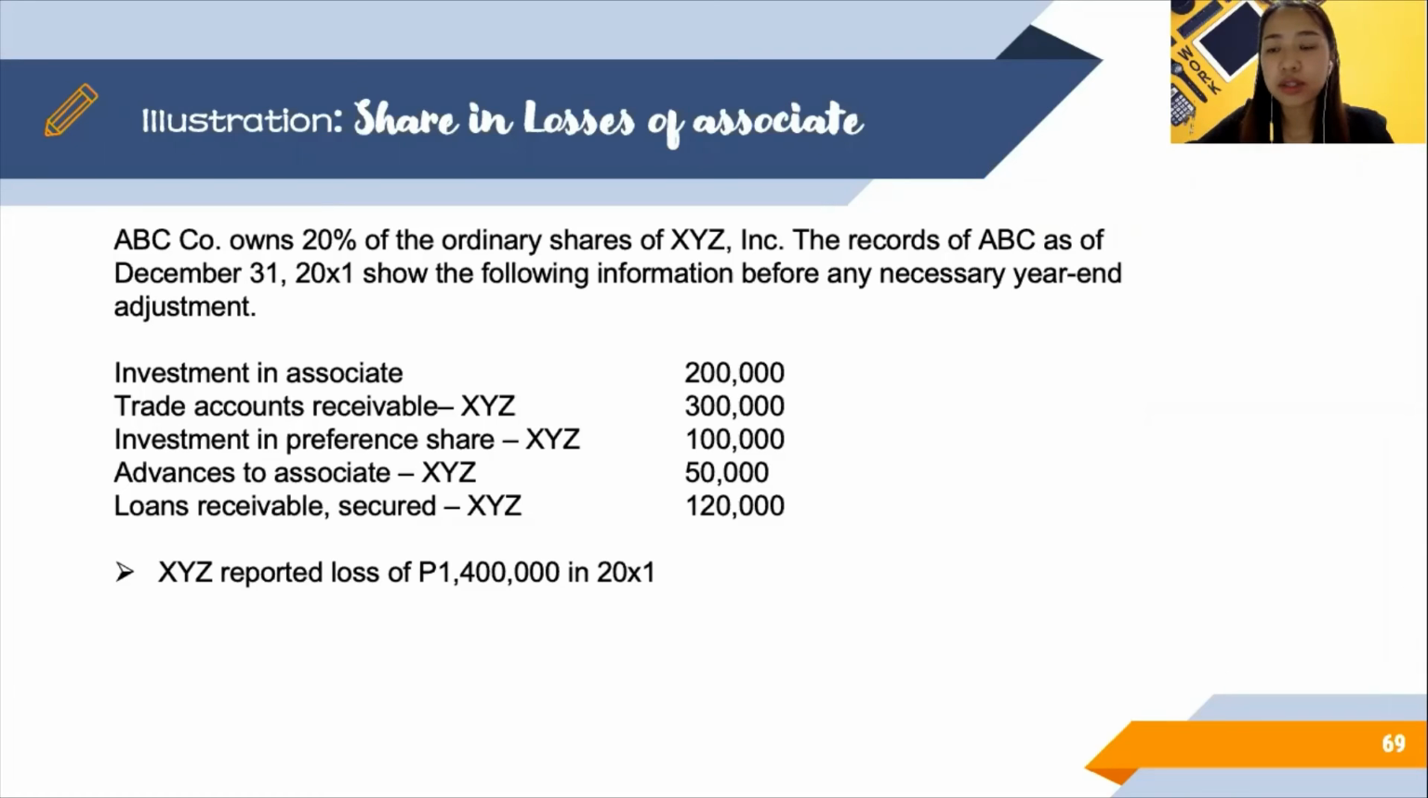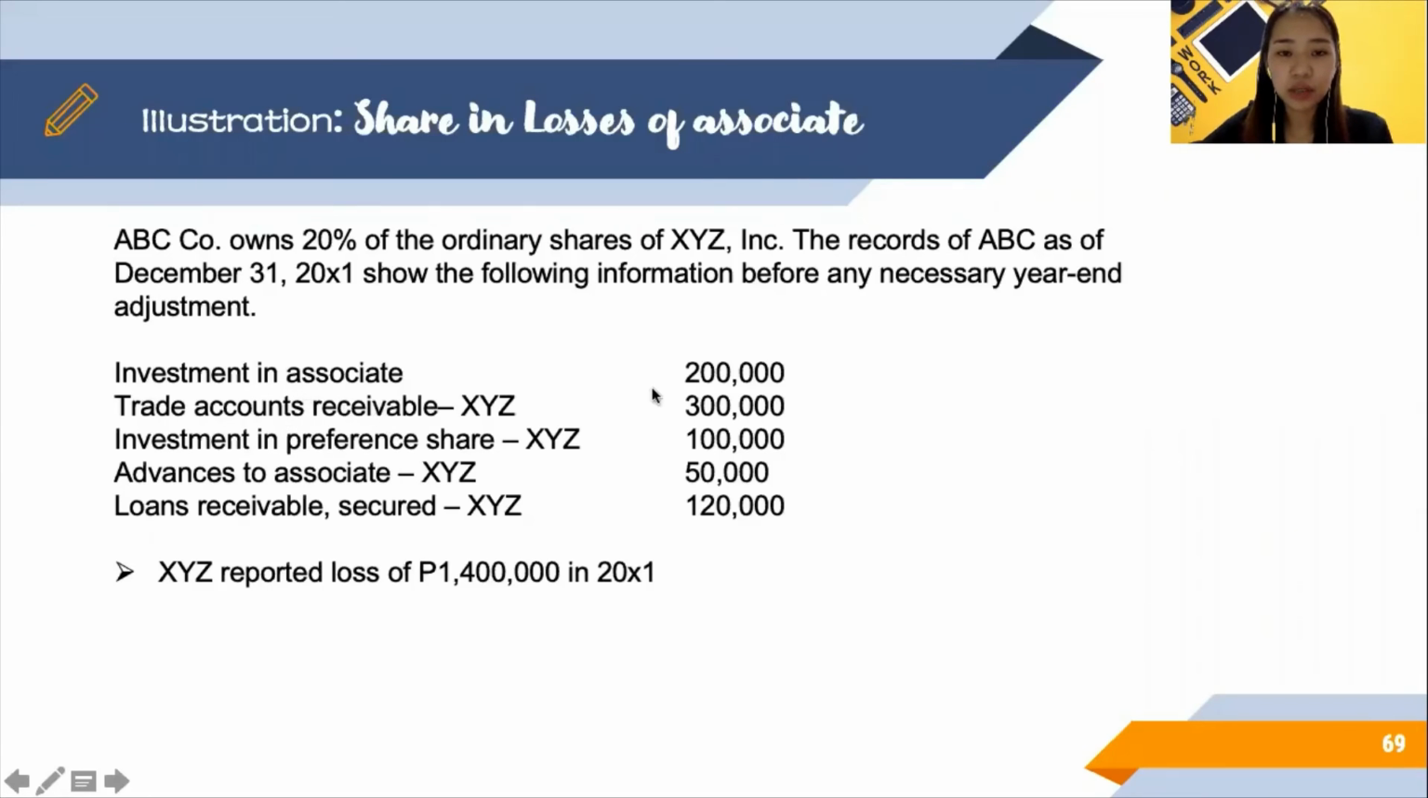Illustration, share in losses of associate. ABC Corporation owns 20% of the ordinary shares of XYZ. The records of ABC as of December 31, 20X1 show the following information before any necessary year-end adjustment.